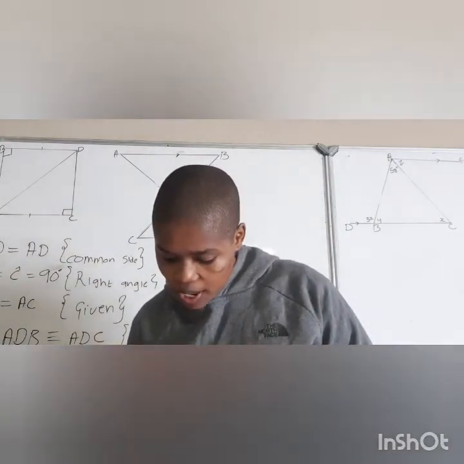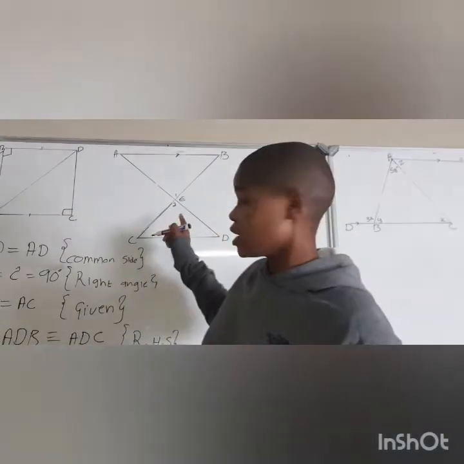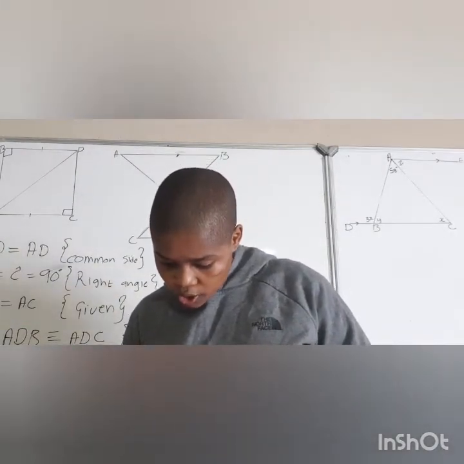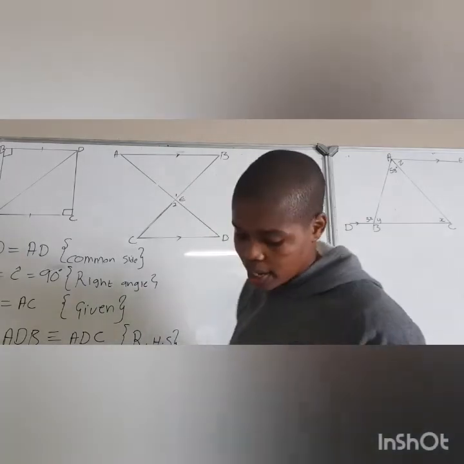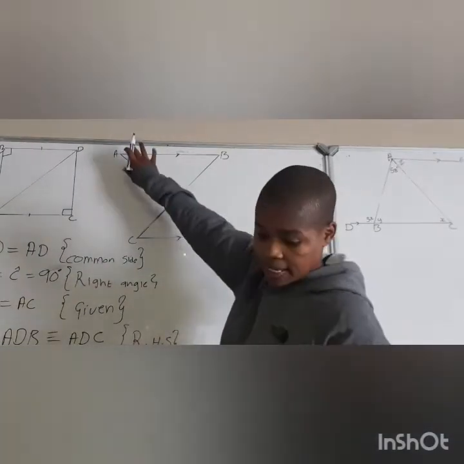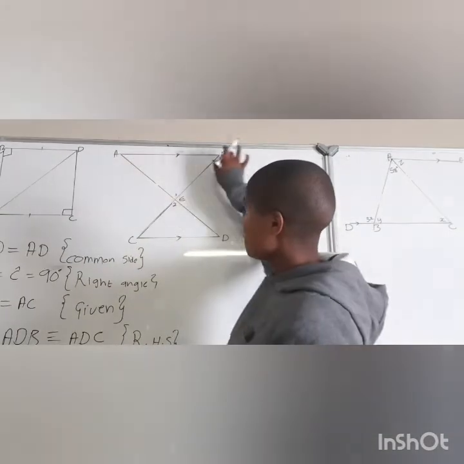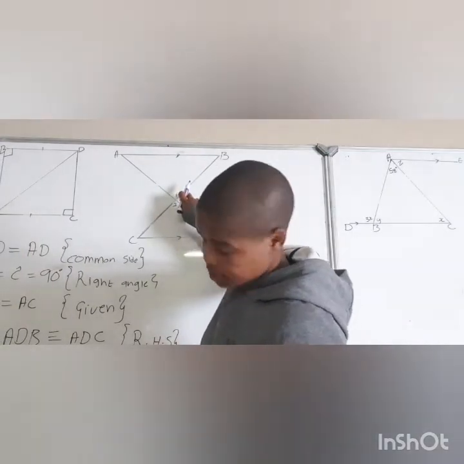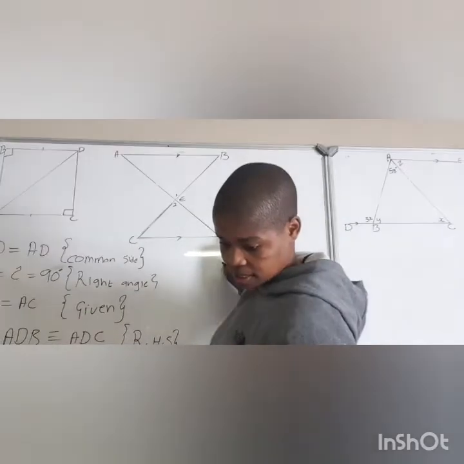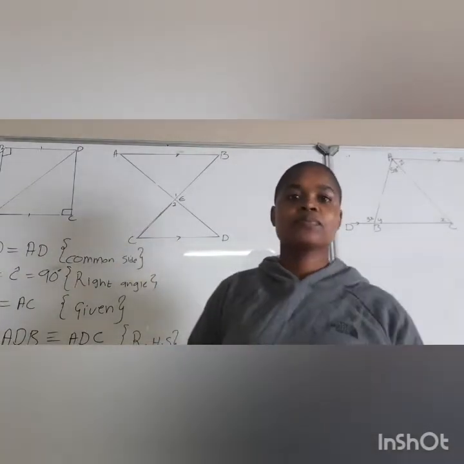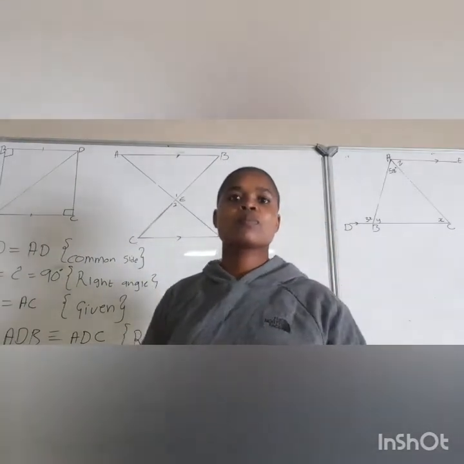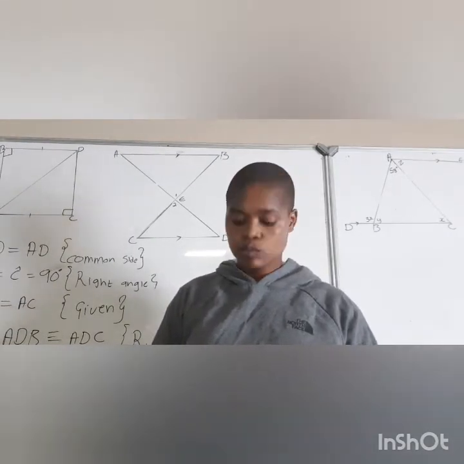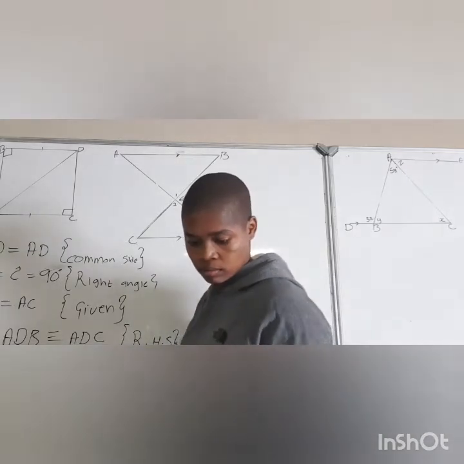The question says you are given the figure below. Show, giving reasons, that triangle ABE is similar to triangle DCE. Mateo?